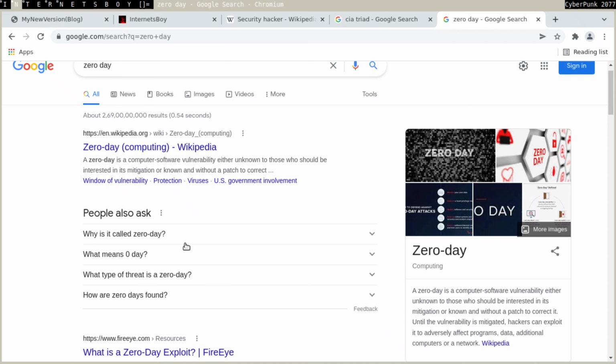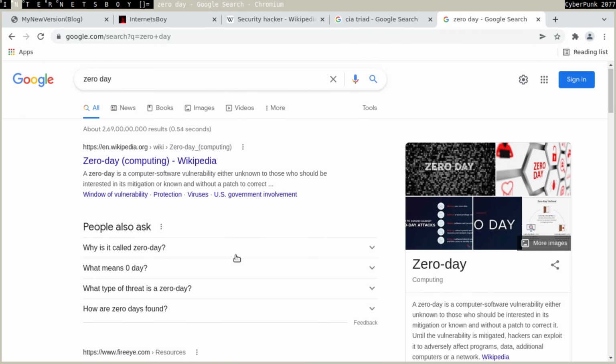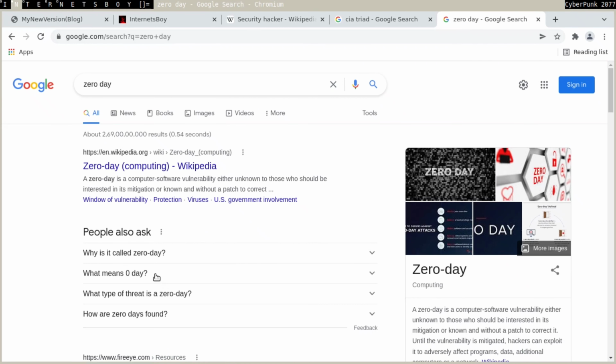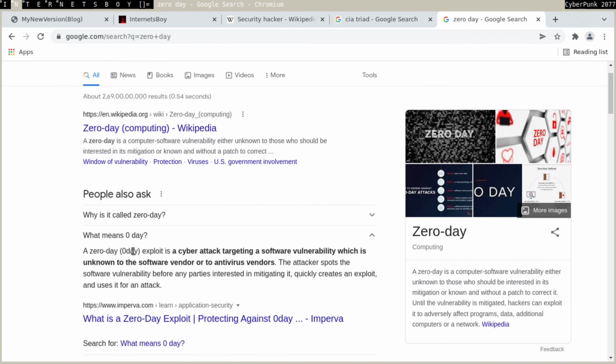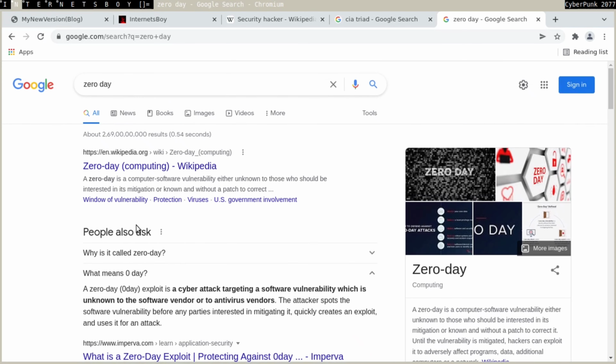In most cases, the question will be why it's called a 0-day. It is because the developers literally have zero days to make a patch for it. But when the whole team comes together and makes a patch for it, it will no longer be called a 0-day, it will just be an exploit which has been patched.